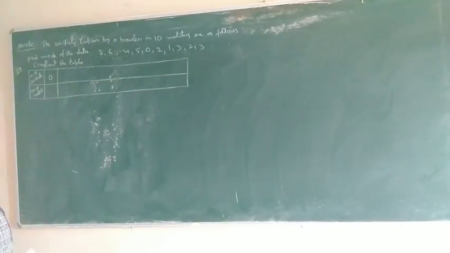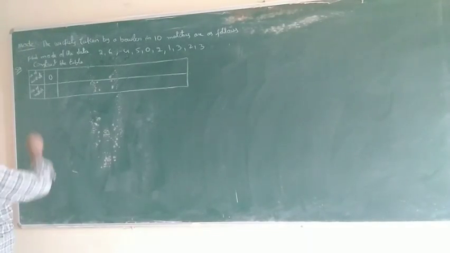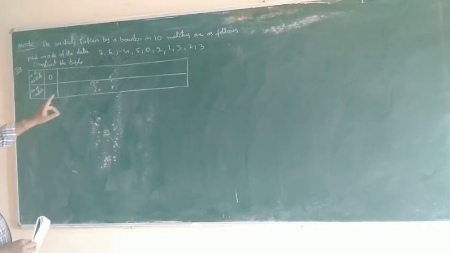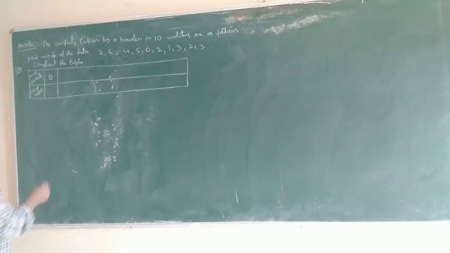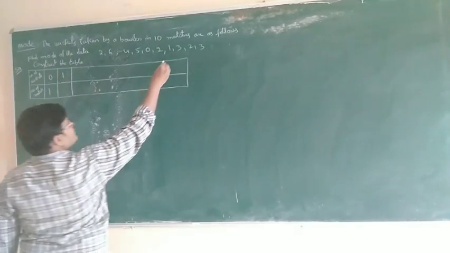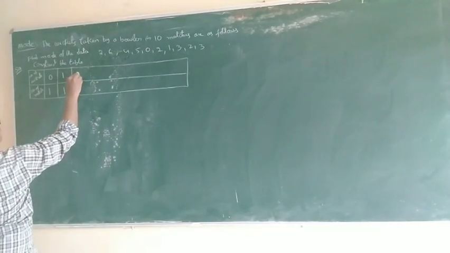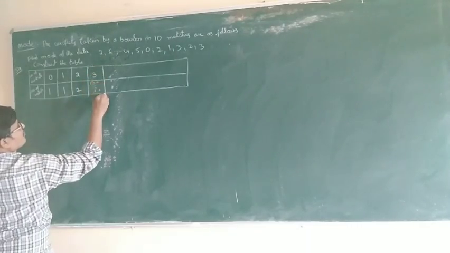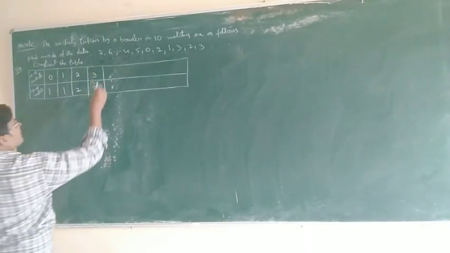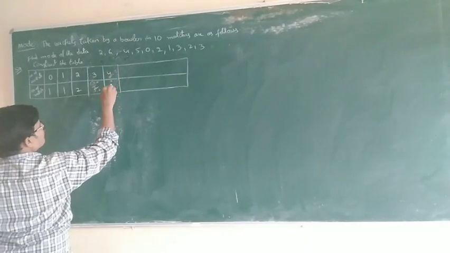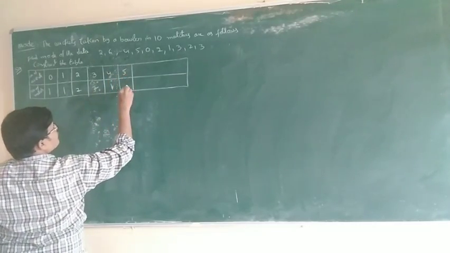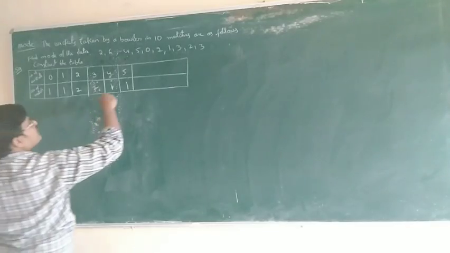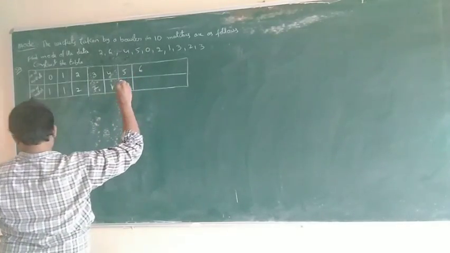Total 10 matches. Okay. Number of wickets, number of matches. 0 wickets, how many matches? Only 1 match. Next, 1 wicket, how many matches? Only 1. 2 wickets, how many matches? 2 matches. 3 wickets, how many matches? 2 matches. Next, 4 wickets, how many matches? 1. 5 wickets, how many matches? 1. Next, 6 wickets, how many matches? 1.